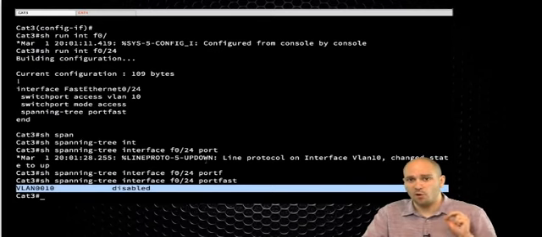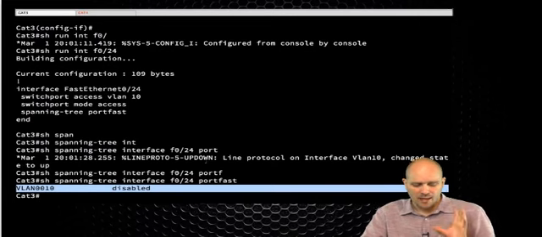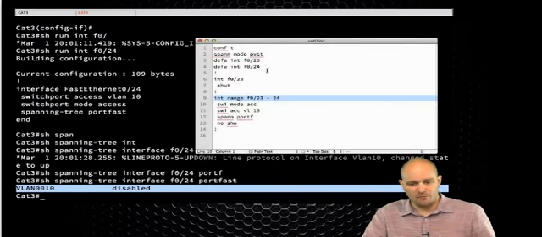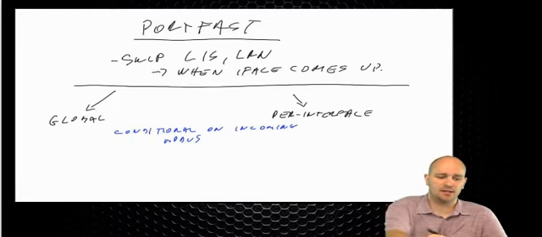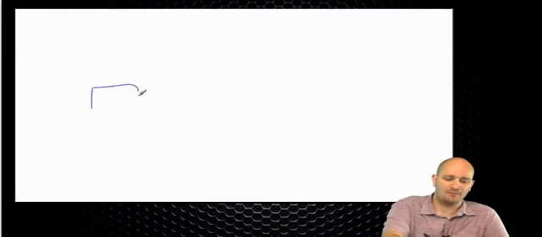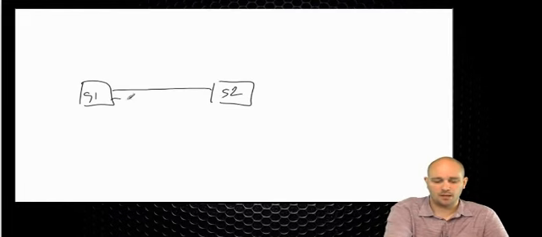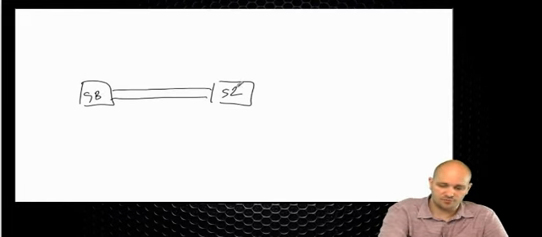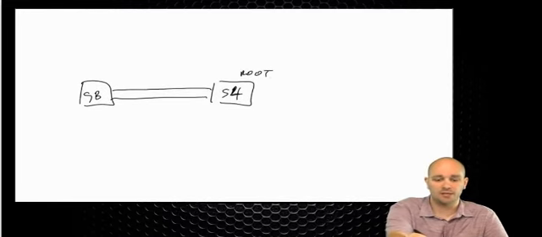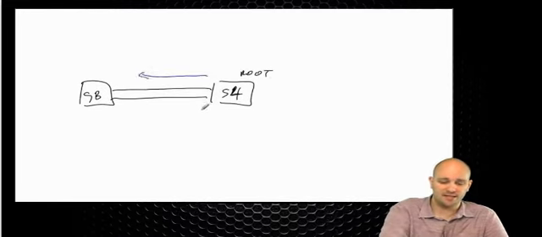So PortFast on this port was actually disabled. Why was it disabled? Well, if you remember our topology that we are dealing with here, we have switch 1 that is connected to switch 2. Actually, it was switch 3 and switch 4, but doesn't matter. And this one here was configured to be the root, which means that the root is actually sending BPDUs.